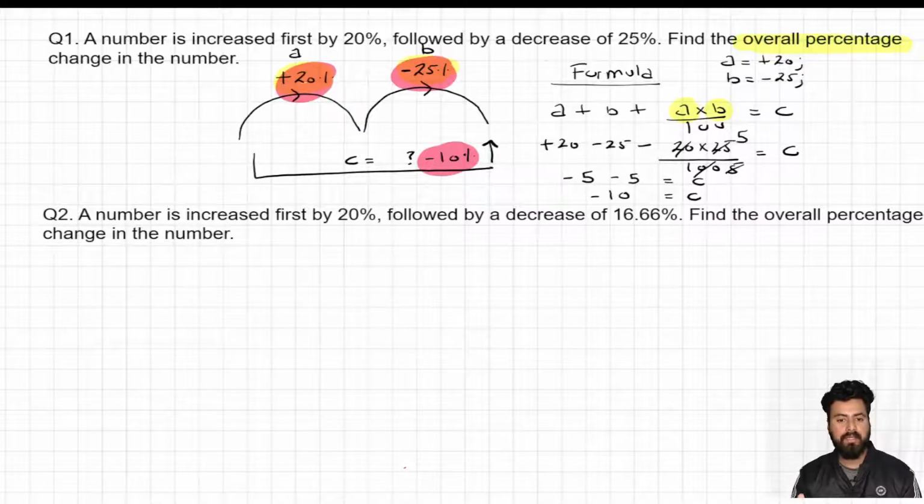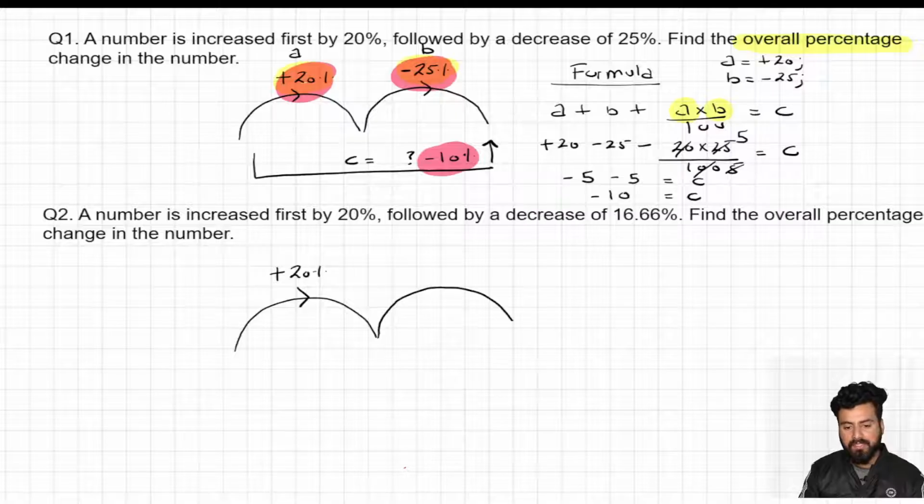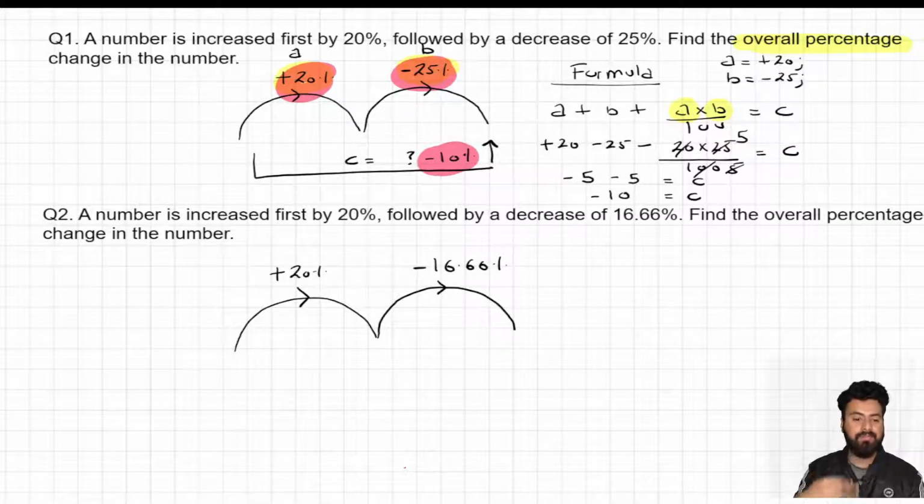Now if you have understood this approach, I want you to apply the same approach in the second question. For that, you can just pause this video for 2 minutes and then listen to my solution. So what is given in the second question? A number is first increased by 20% followed by another change, but again this change is a reduction of 16.66%.